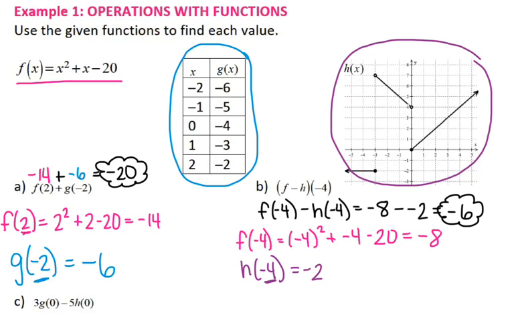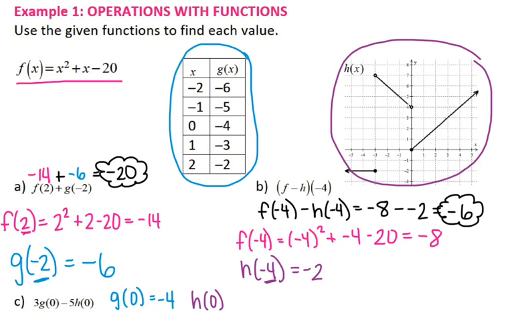Alright, for letter C, I'm going to start by finding g of 0. So g, once again, is your table. So I'm going to find g of 0, which is negative 4, just looking at that table when x is 0. I am also going to find h of 0.